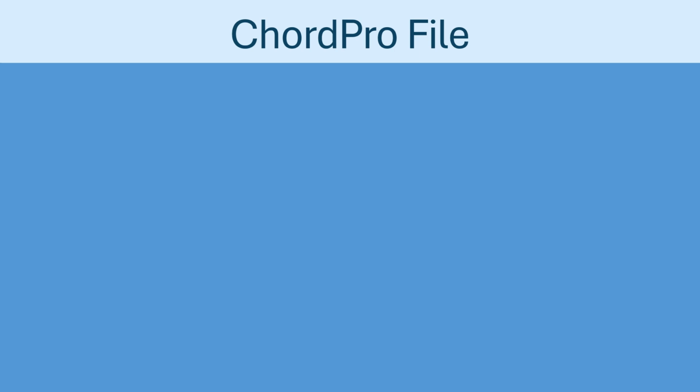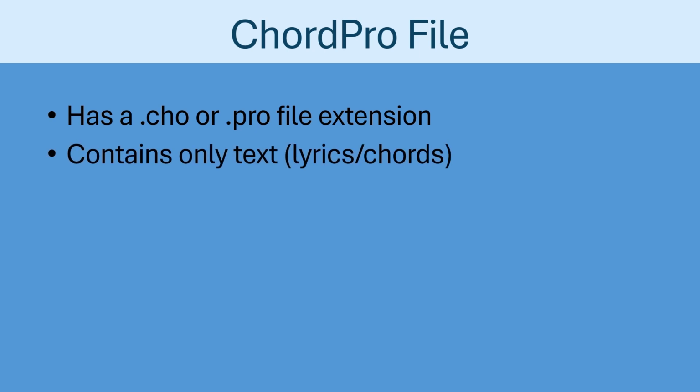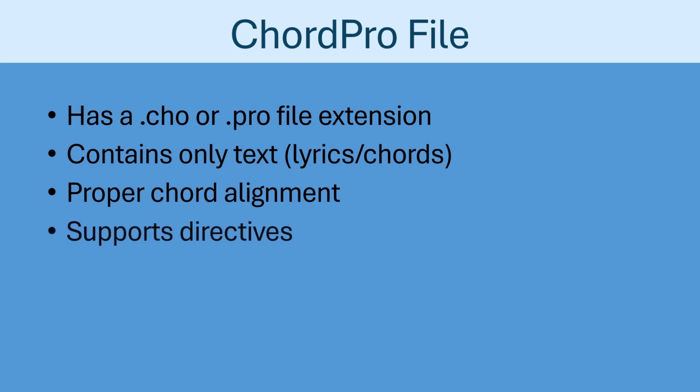In this video, I will be covering a type of file called a ChordPro file, which has a .cho or .pro file extension. Unlike PDFs or images, a ChordPro file contains only text, consisting mostly of lyrics and chords. It provides many advantages over a simple text file, though, as the ChordPro syntax ensures that chords line up properly with lyrics, and also supports special commands known as directives.